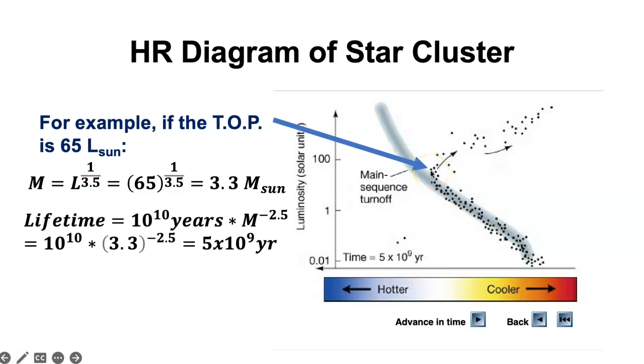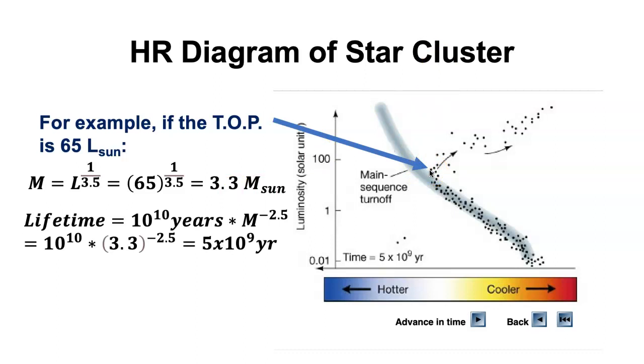All right, what's its luminosity? Well, that star's luminosity is about 65 solar luminosities. The luminosity of a main sequence star only depends on mass. So the mass of a star is luminosity to the 1 over 3.5 power. So if that star has 65 solar luminosities, then that star must have about 3.3 solar masses. So that star right there has 3.3 solar masses.